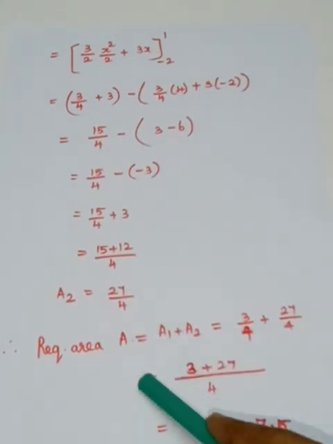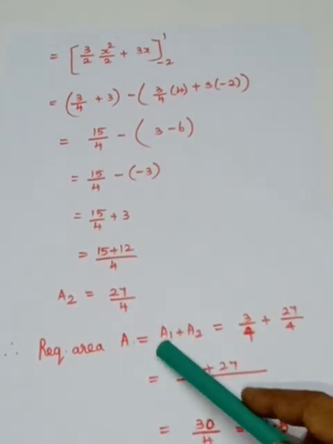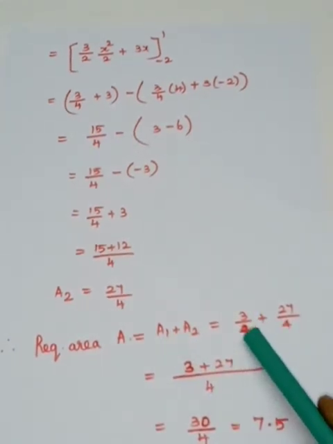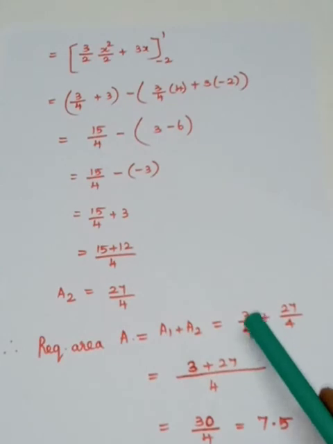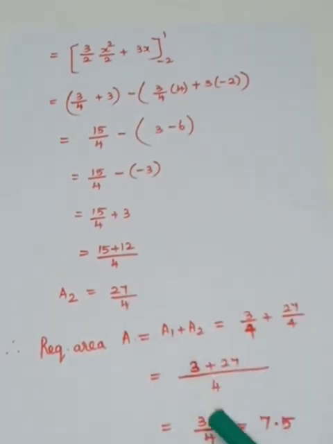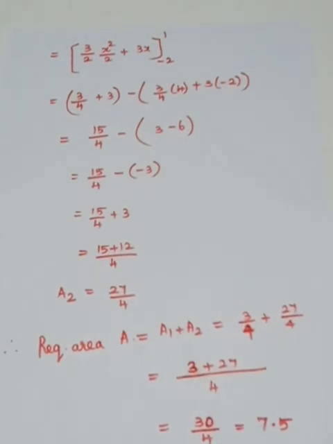So what is the required area? You have to add both of them, A1 plus A2. So what is A1? It is 3 by 4. You look, your area is not negative. So it is 3 by 4 plus 27 by 4. That will be 30 by 4. 30 by 4, if you simplify, 7 4s are 28. Remaining is 2. So 5 4s are 20.